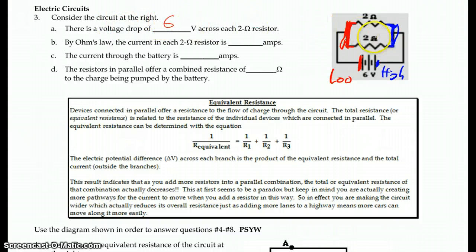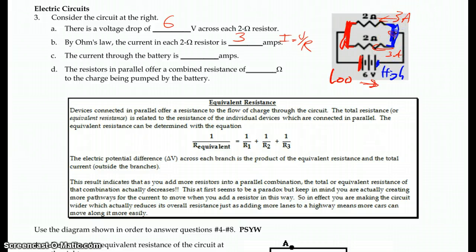So if we start going through and answering the questions here, there's a voltage drop of 6 volts across each 2 ohm resistor. The battery will increase the potential of the electron by 6 volts, add energy, and then each resistor will take away 6 volts. And essentially, again, that's a measure of the joules per coulomb, so therefore the energy being changed. By Ohm's law, if we're looking for the current, I equals V divided by R, so we have 6 divided by 2, so that's going to be 3 amps through each one. So going from this direction, each one's going to get 3 amps.